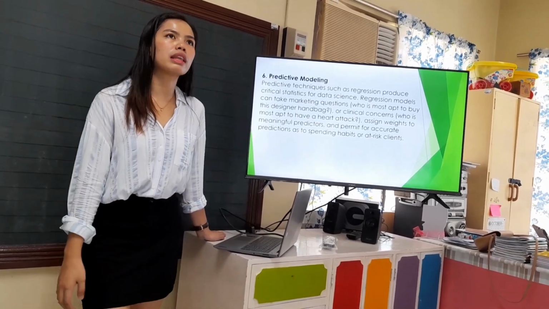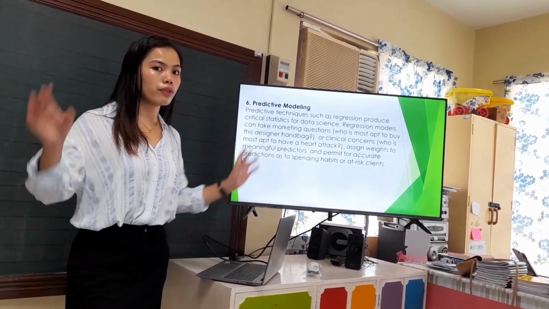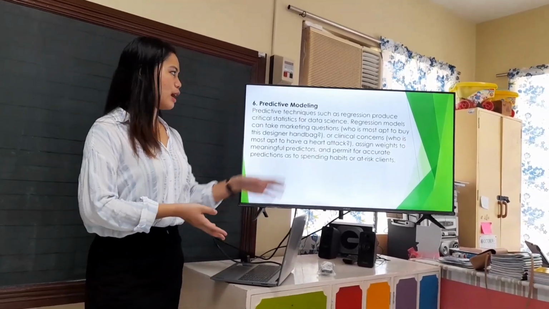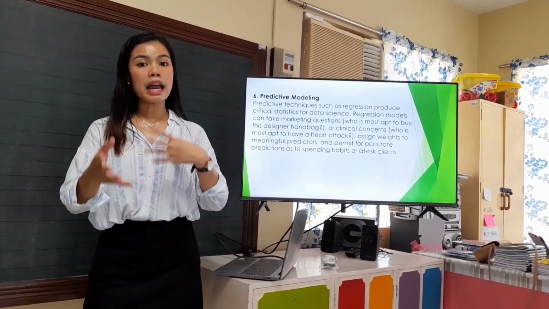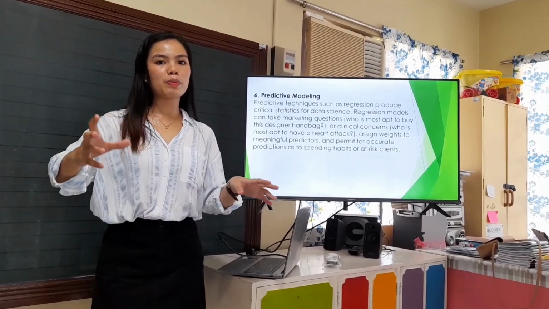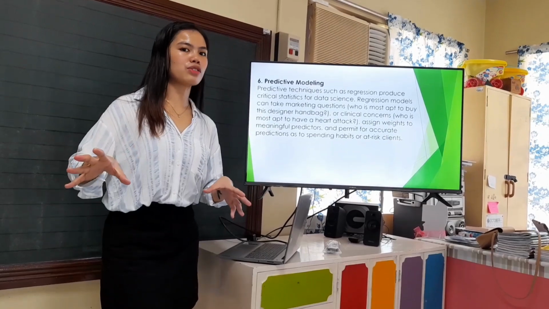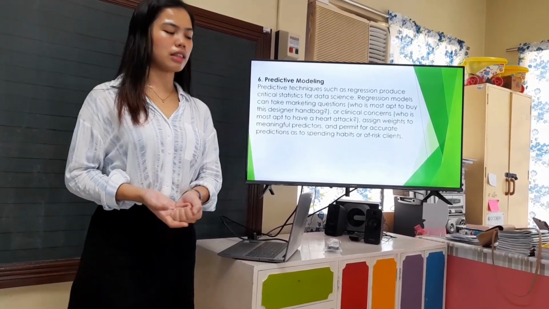So predictive modeling is more likely your focus group, like who's most likely to buy this designer handbag. Most likely those people have higher income, so they can afford that. So it really depends on the predictive methods that you use.